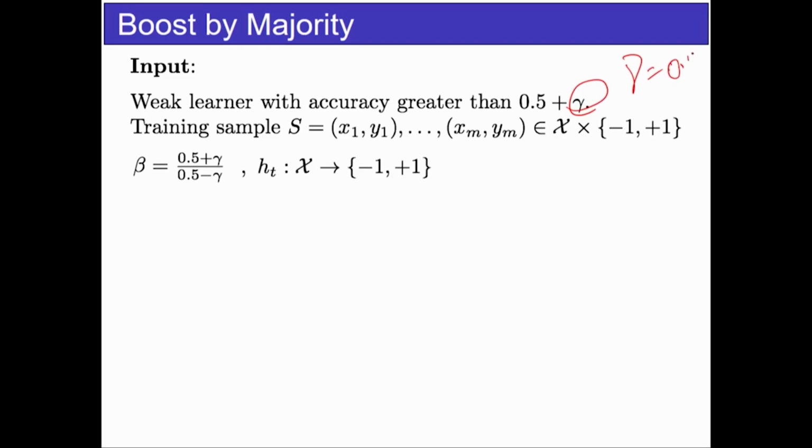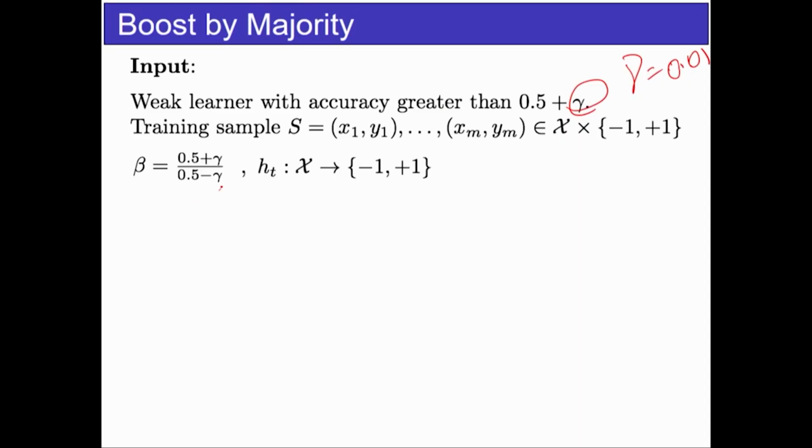So if gamma is already 0.5, then you are done. Why bother combining things at all? You already have an edge of 0.5. You might just get one weak learner and be done with it. So the typical case would be something like gamma being maybe 0.01 or something like that. You have weak learners which can do slightly better than random. Okay, so that's the idea.